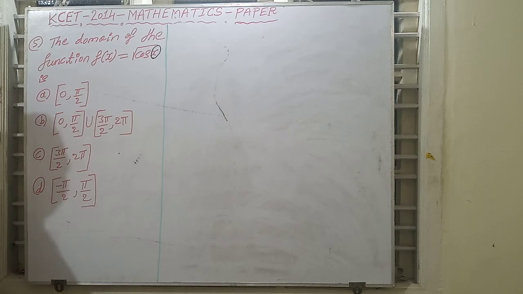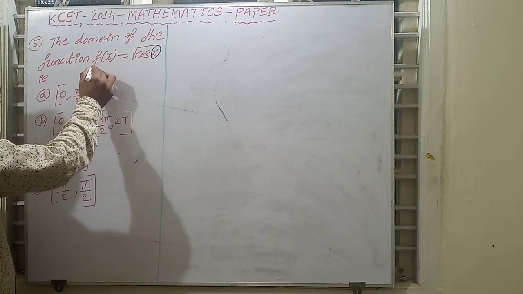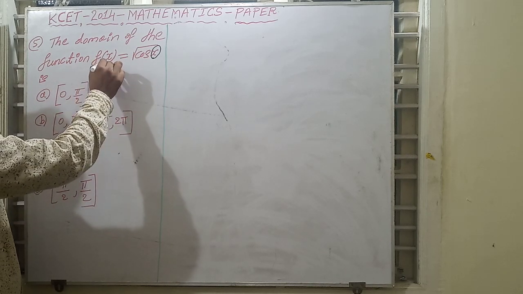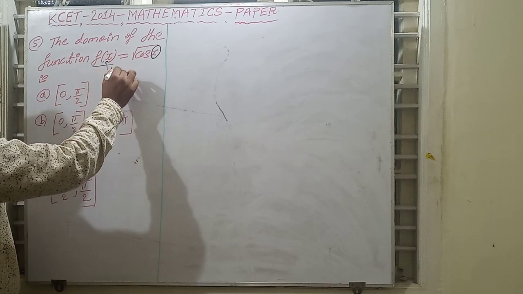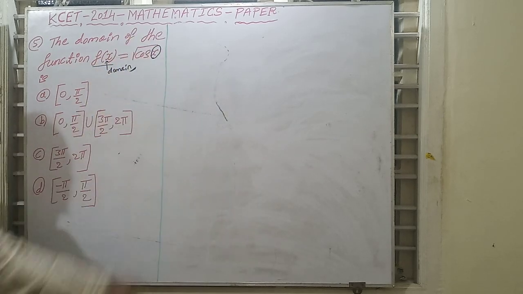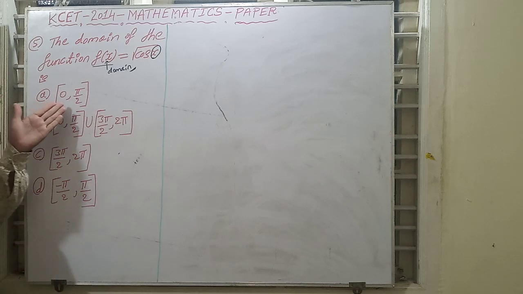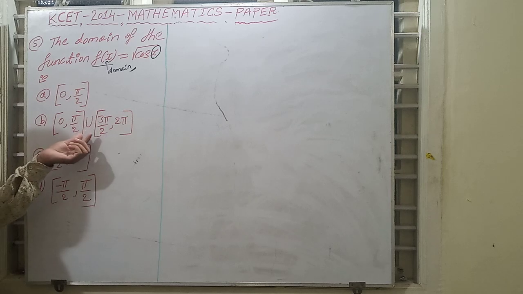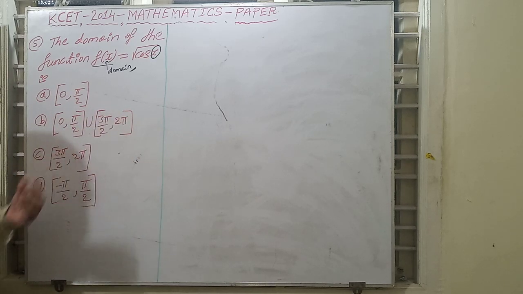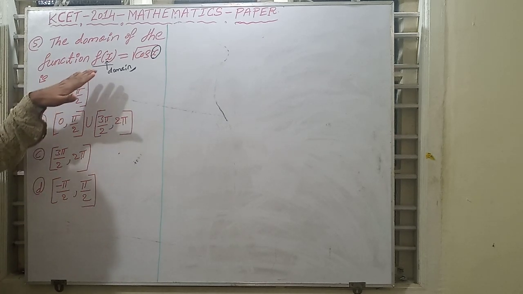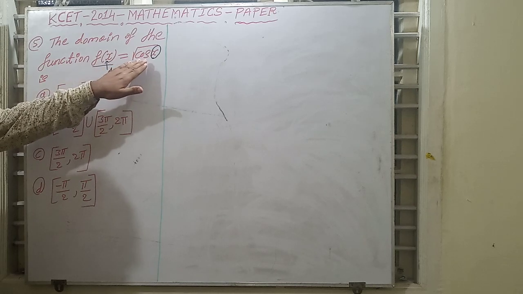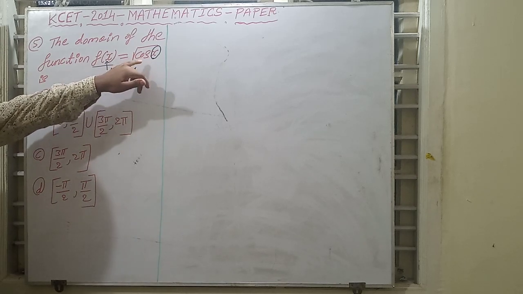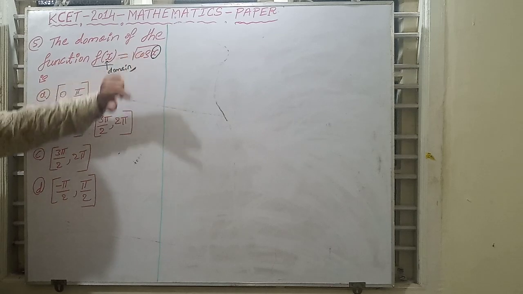We have to find out the x value. So f of x is the range, but x is the domain. This is the domain x. We have to find out the x values. So here the options: first one, 0 to pi by 2, closed interval including 0 and pi by 2. Second one, 0 to pi by 2 union 3 pi by 2 to 2 pi. Third one, 3 pi by 2 to 2 pi. Fourth one, minus pi by 2 to pi by 2. So basically the value of x depends on the square root. So here a square root is there.